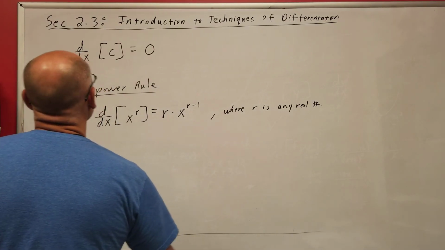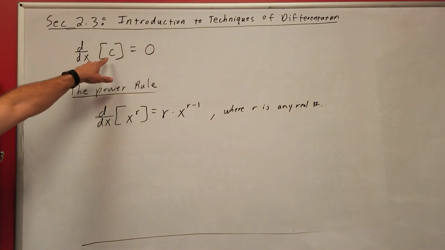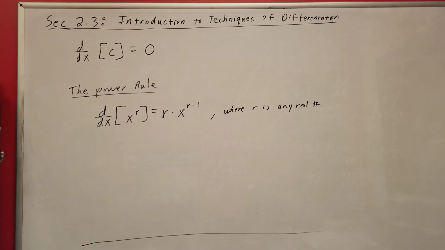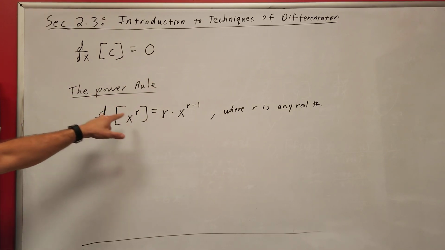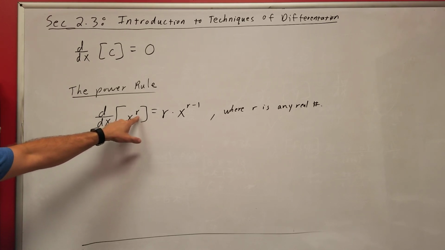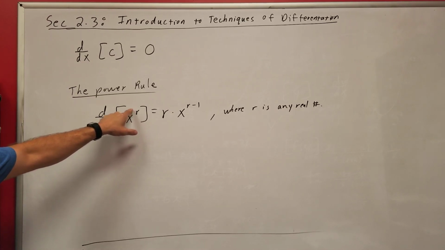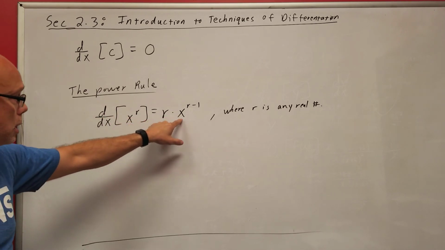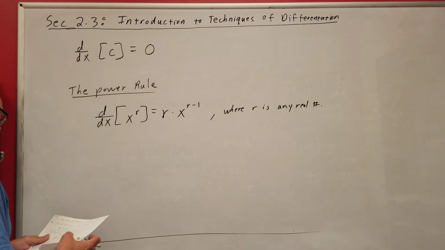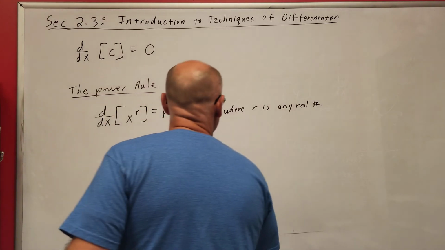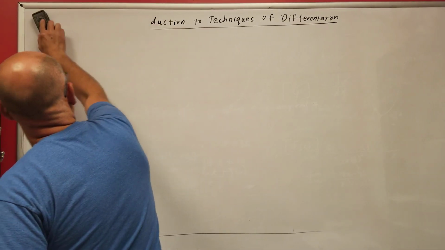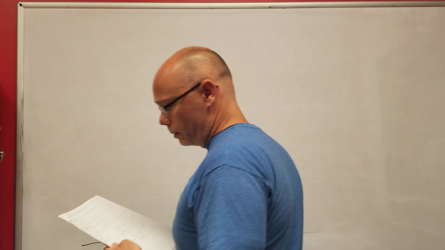So let's see. First of all, let's suppose that c is a constant. The derivative of a constant is equal to 0. And then we have the power rule. If r is any real number, then the derivative with respect to x of x to the r is going to be r multiplied by the front times x to the r minus 1. All right. So now that we have the power rule and we know the derivative of a constant, we won't have to go through the limit definition every time for this stuff.